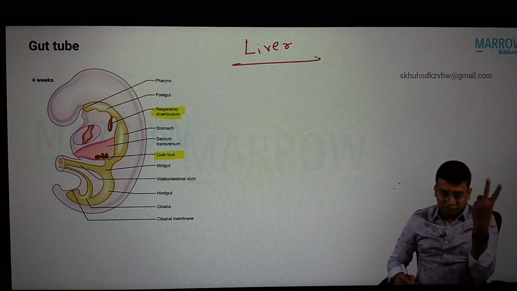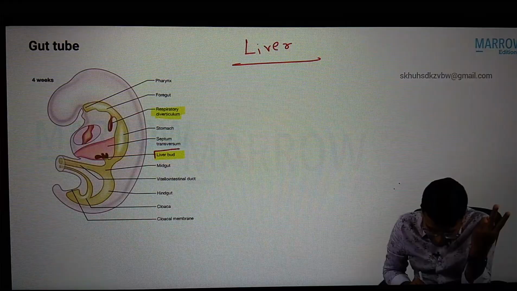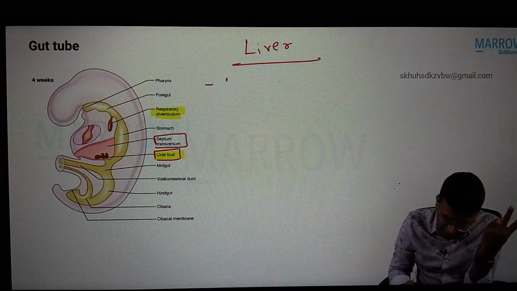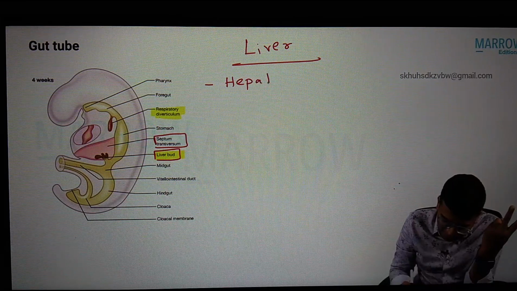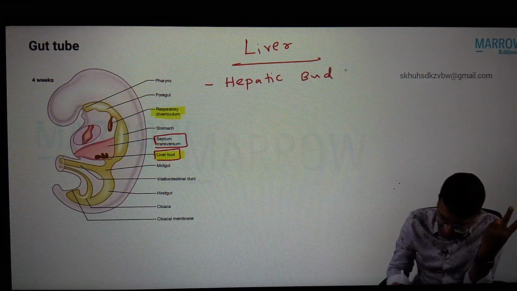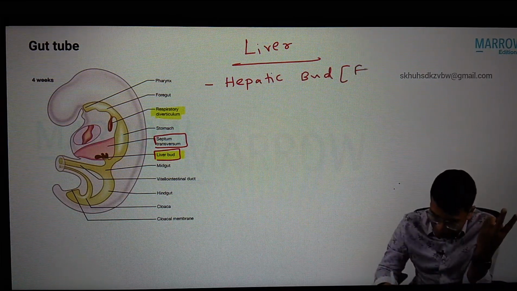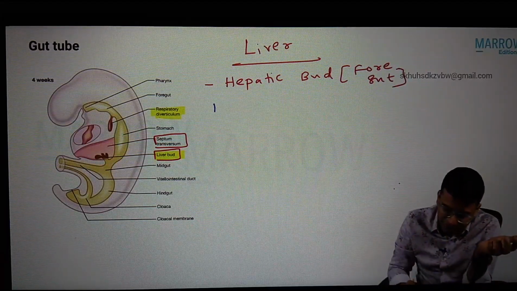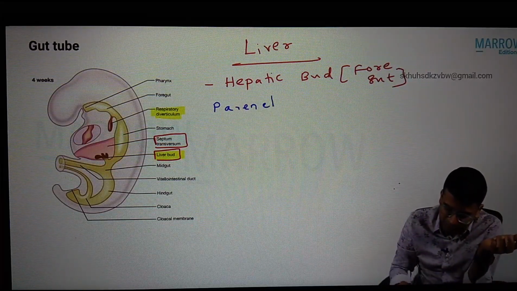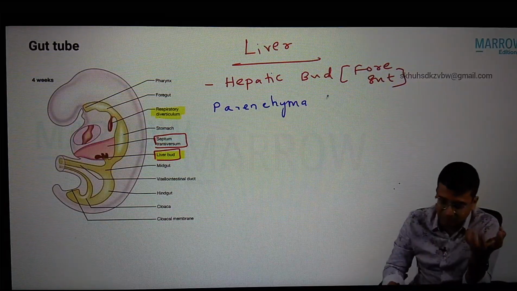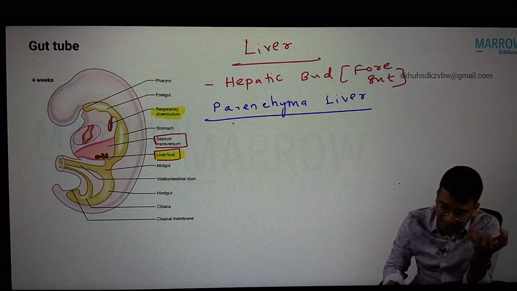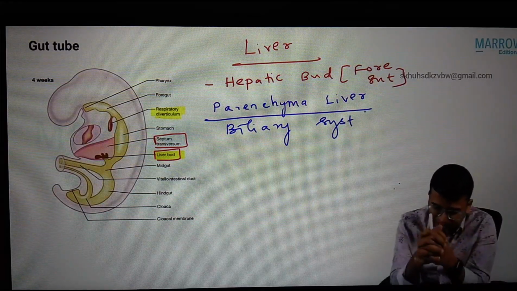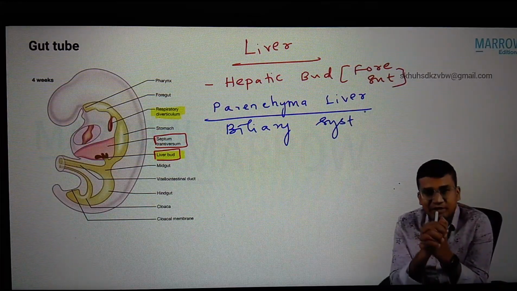Now, liver is coming from two sources. What are those? Number one, liver bud, and number two, septum transversum. So, the hepatic bud or liver bud is again a diverticulum from the foregut tube. Now this hepatic bud forms the parenchyma of the liver. It will form the tissue of the liver, parenchyma of the liver, and the entire biliary system. The entire biliary system and the parenchyma of the liver are coming from the hepatic bud.